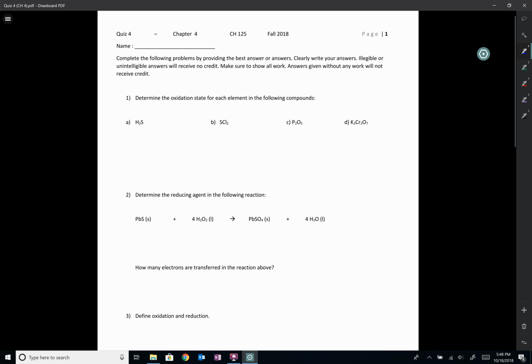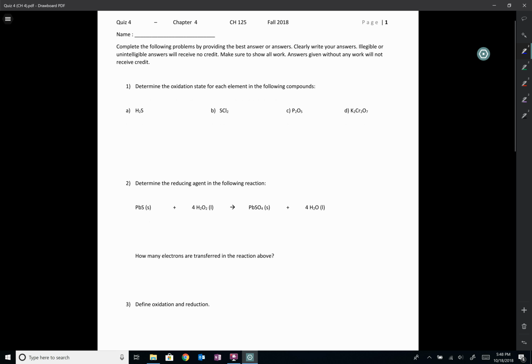Now, when we talk about oxidation states, we have to know our rules, right? And that's the big secret. Well, it's not really a secret, but that's the trick that we have to use behind the scenes here, right? We have to know the rules that are involved with oxidation states, or we can't really answer any of these problems. Because if you read problem number 1 here, it says determine the oxidation state for each element, right?